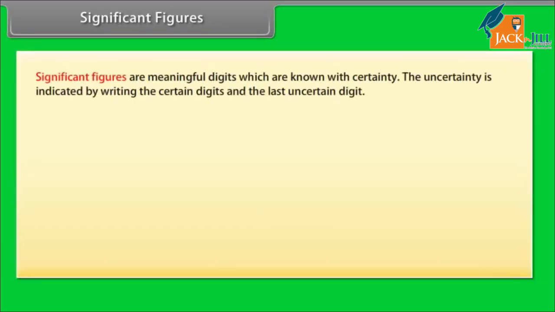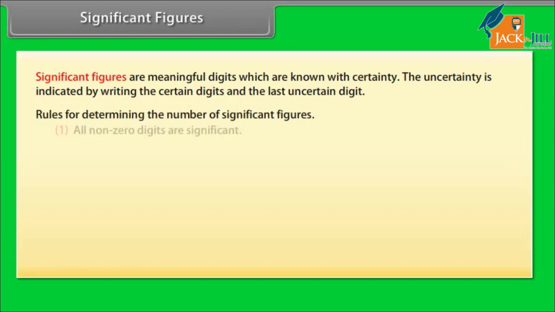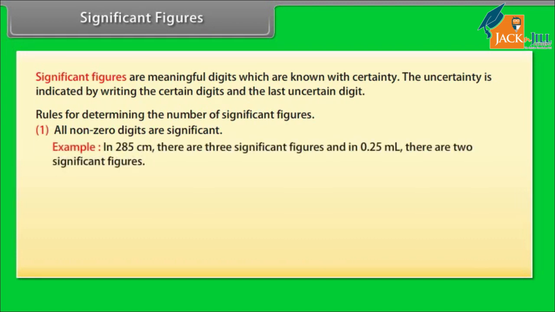Significant figures. Significant figures are meaningful digits which are known with certainty. The uncertainty is indicated by writing the certain digits and the last uncertain digit. Rules for determining the number of significant figures. All non-zero digits are significant. Example, in 285 centimeter, there are 3 significant figures, and in 0.25 milliliter, there are 2 significant figures.